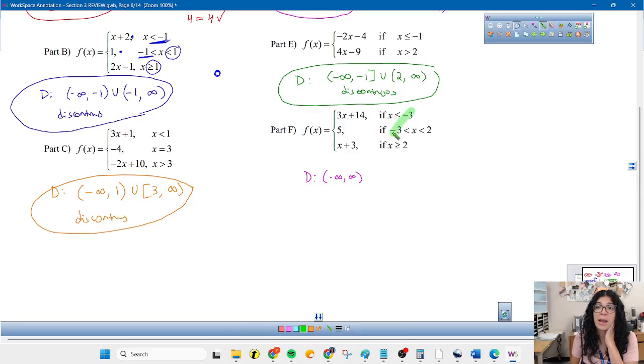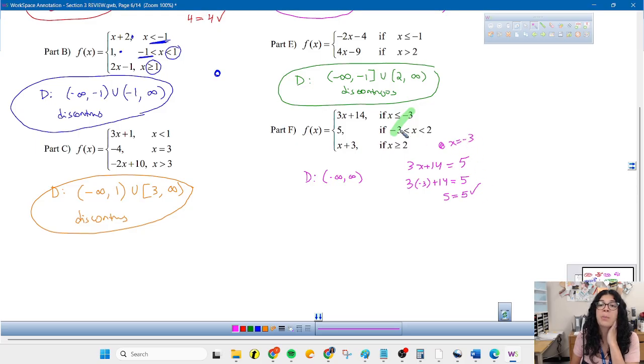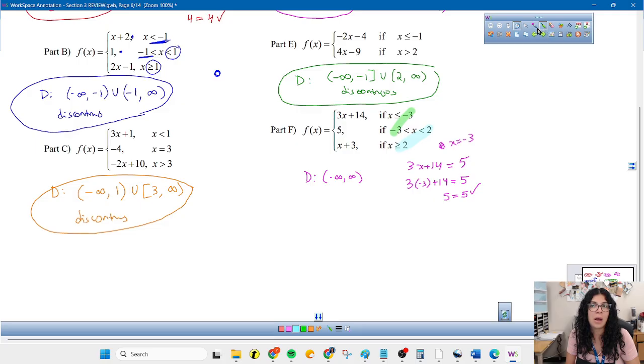First, we have to check at negative 3. Are the first and the second one connected? So is 3x plus 14 equivalent to the 5 at the x value of negative 3? If I plug in negative 3, I get negative 9 plus 14, which is 5. So it is connected at the x value of negative 3. Now that's perfect. But if that one is connected and then the second and third lines are not connected, it would overall still be not continuous.